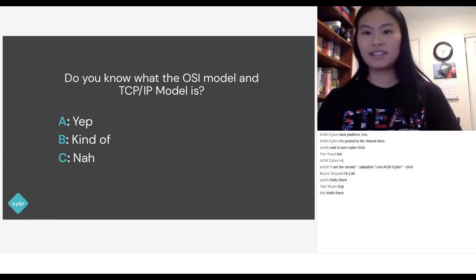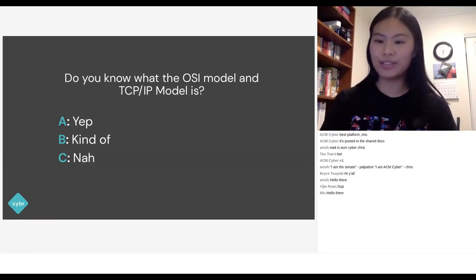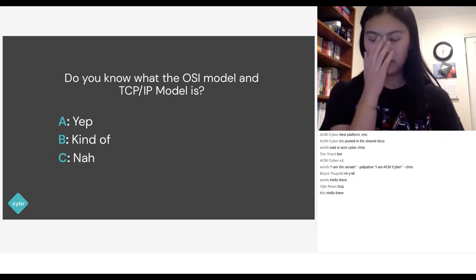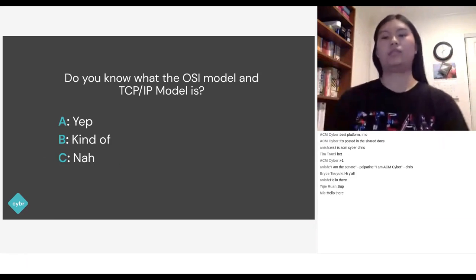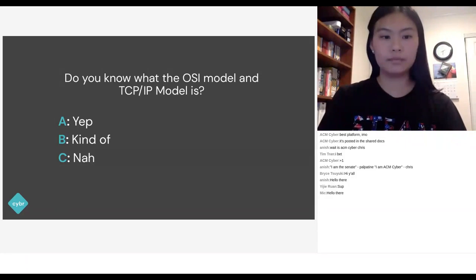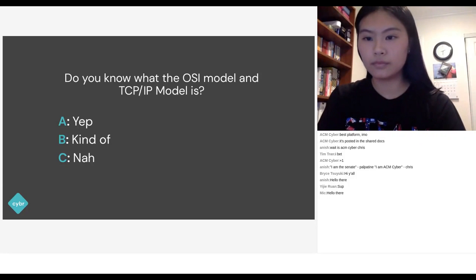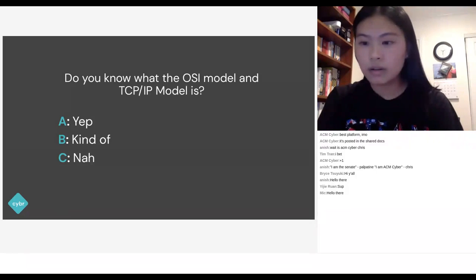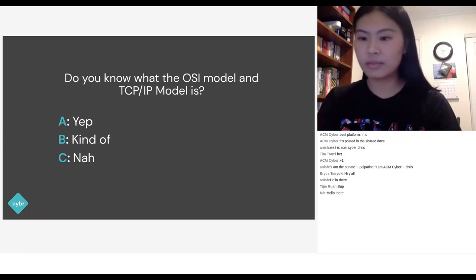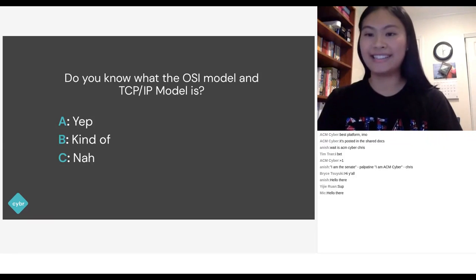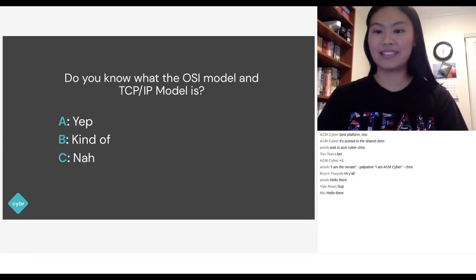Okay, so just to start off, I don't really use polls, but this is one of the few polls that I do have. How many of you know what the OSI model or TCP/IP model is, or have heard of it before? Okay, it seems like some of you said yes, some of you in the middle, and then most of you said no. Okay, I'll go over those right now.